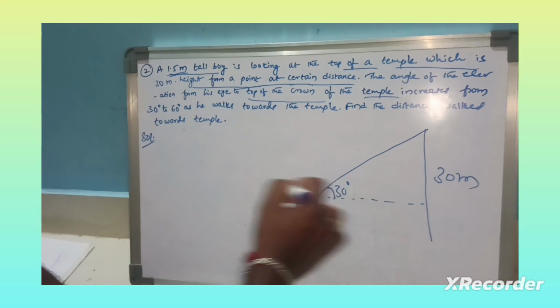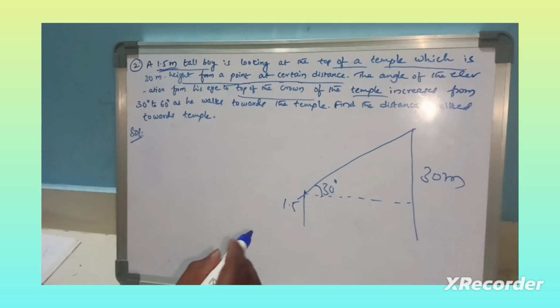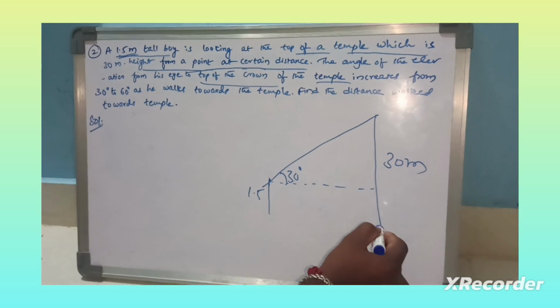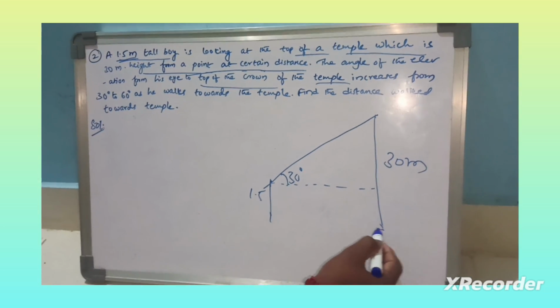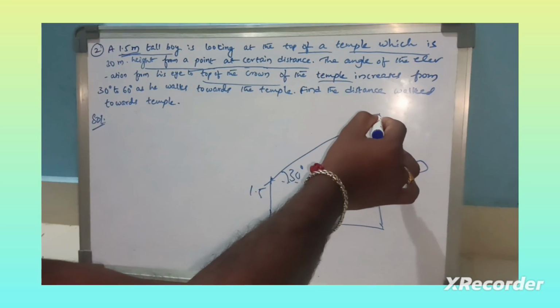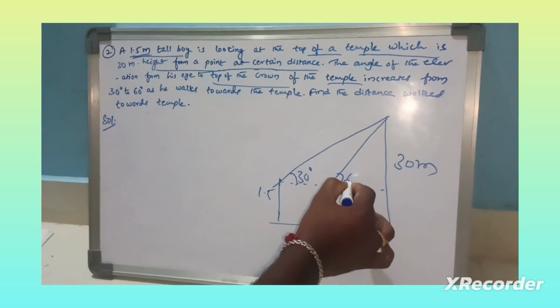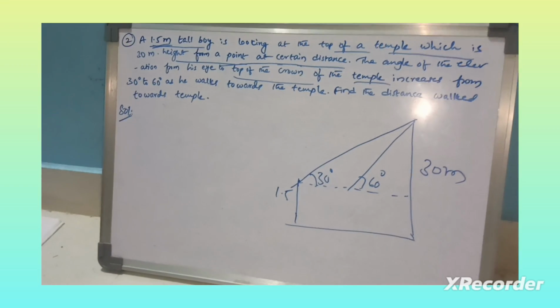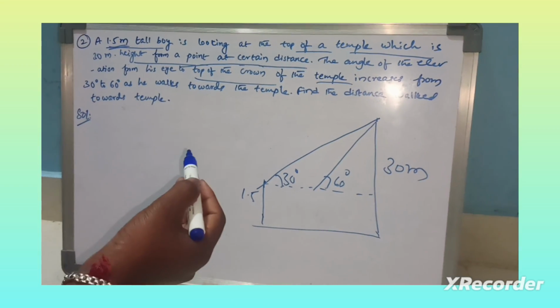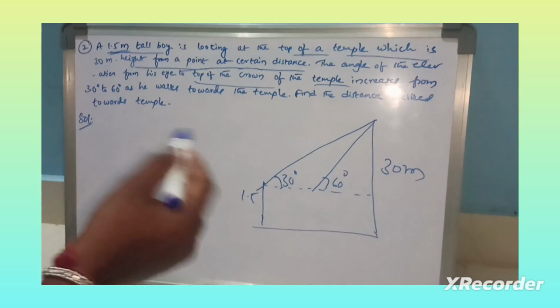Okay, now he is walking towards some temple. Okay, let's say this is a ground. Let's say he is running till here. Okay, let's say here there are 60 degrees. Okay, now what is the question? Find the distance walked towards a temple.